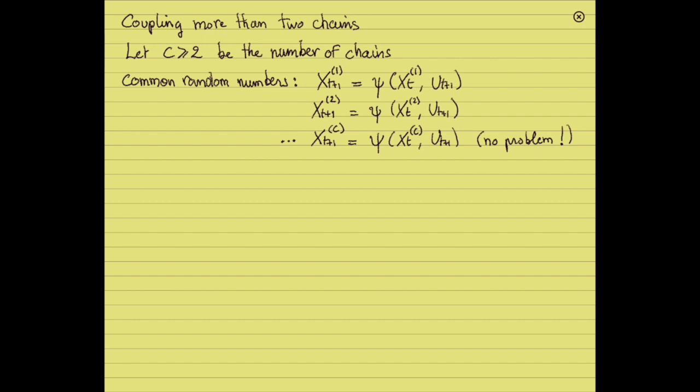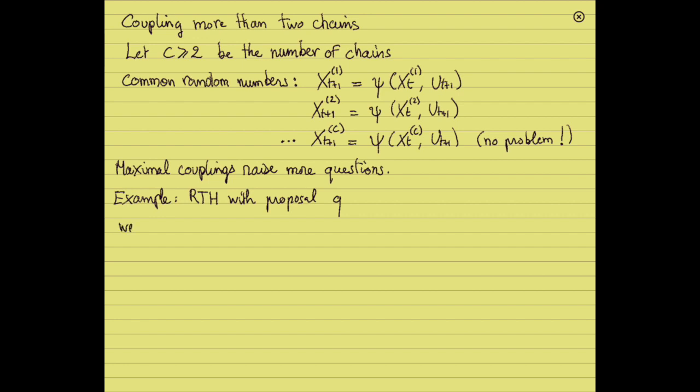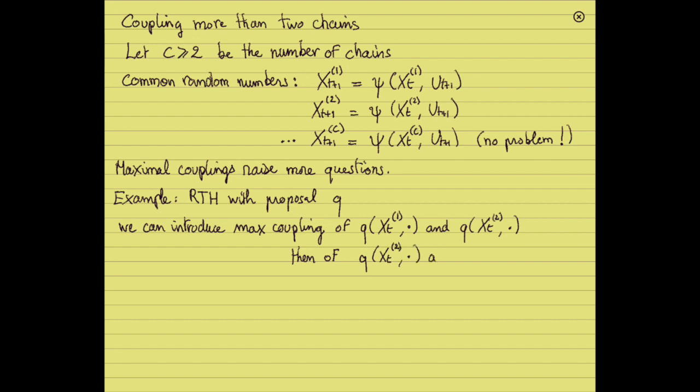The difficulty is more about maximal couplings. Maximal coupling strategies for C chains raise more questions, meaning there's more than one way of doing it, basically. And so we'll take an example for concreteness. Again, Rosenbluth-Teller-Hastings, with a proposal distribution Q. When we had 2 chains, we considered the maximal coupling of Q(x_t, ·) and Q(y_t, ·). And so here we could iteratively obtain a construction where we would consider the maximal coupling of the first 2 proposals, x_t^(1) and x_t^(2). Having obtained this draw, we can then construct a maximal coupling of x^(2) and x^(3), etc., until we have generated the C proposals.